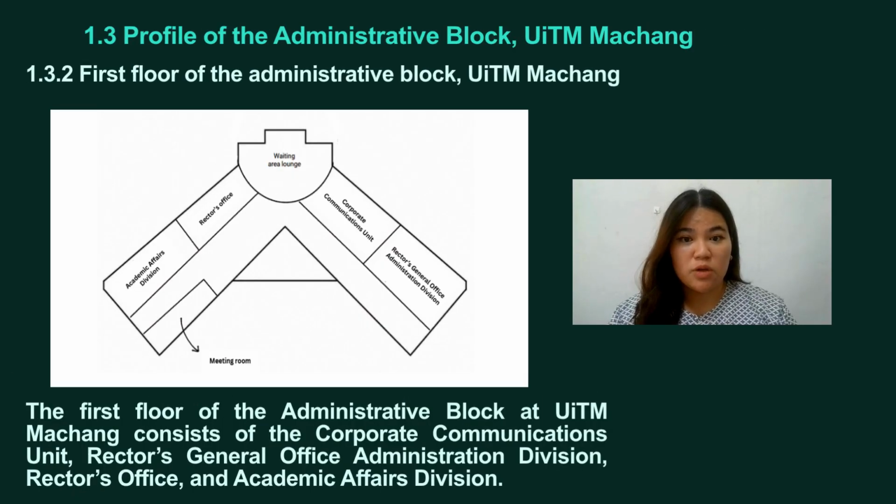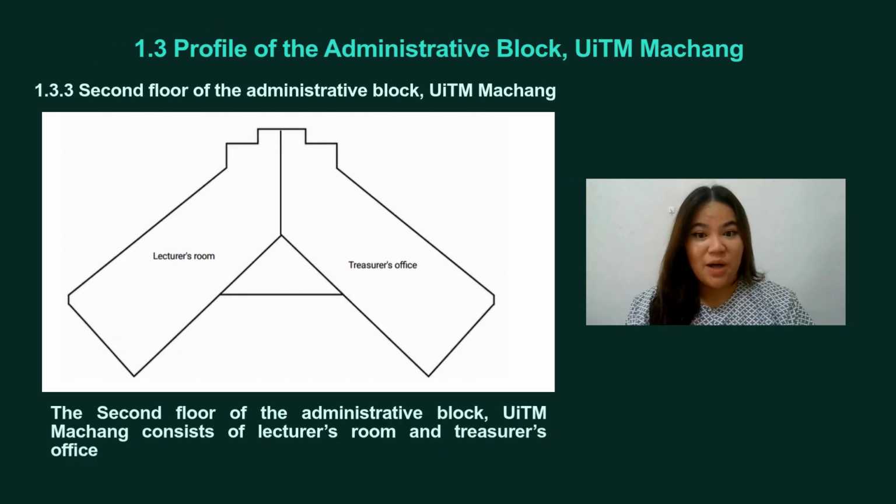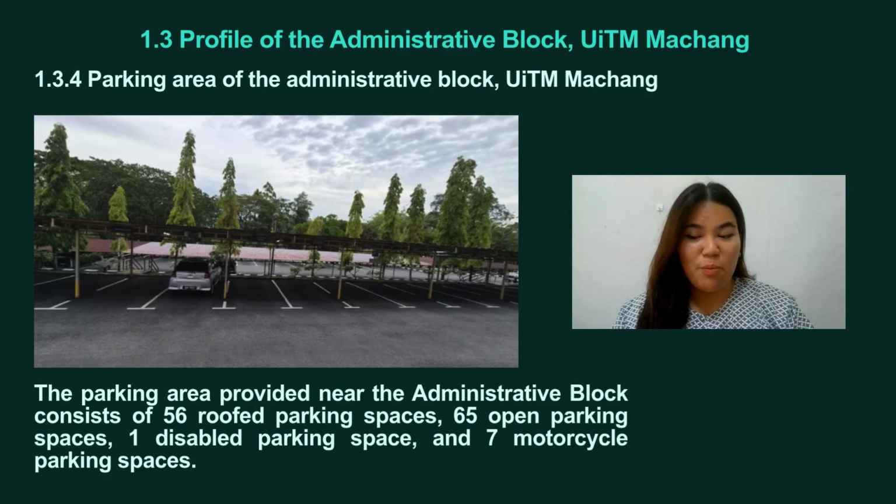Now we'll be moving on to the first floor of the administrative block at UiTM Machang, which consists of the Corporate Communications Unit, Rector's General Office Administration Division, Rector's Office, and Academic Affairs Division. Now let's look at the second floor of the administrative block UiTM Machang, which consists of Lecturer's Room and Treasurer's Office.